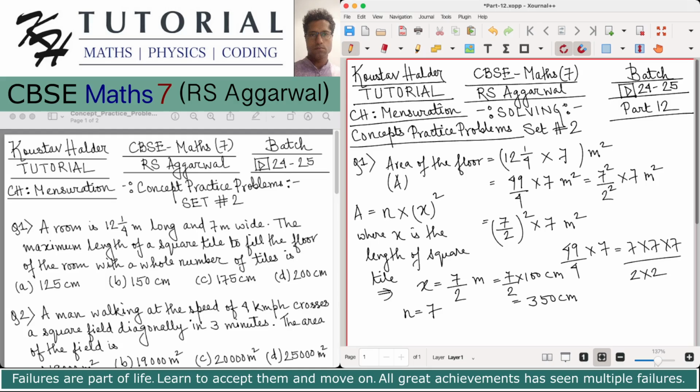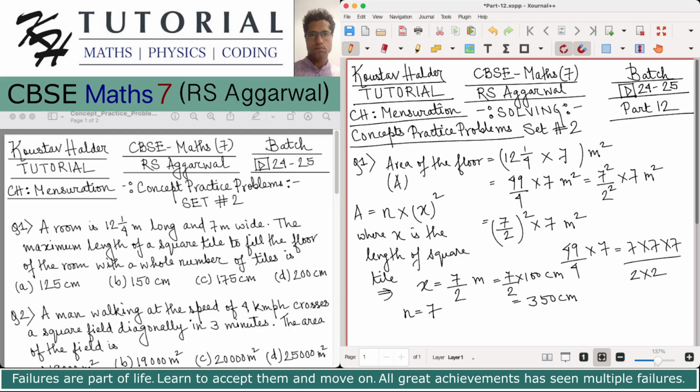Whole number of tiles. Is maximum length 48, 49 by 4, 49 by 12 and 1 by 4th meter is 49 by 4 meter. So 49 by 4 multiplied by m is the area of the floor, and we have to somehow express 49 by 4 multiplied by 7 in the form of n into x square, where n is a whole number, that is the number of square tiles required, and x is the maximum length of the square tile.